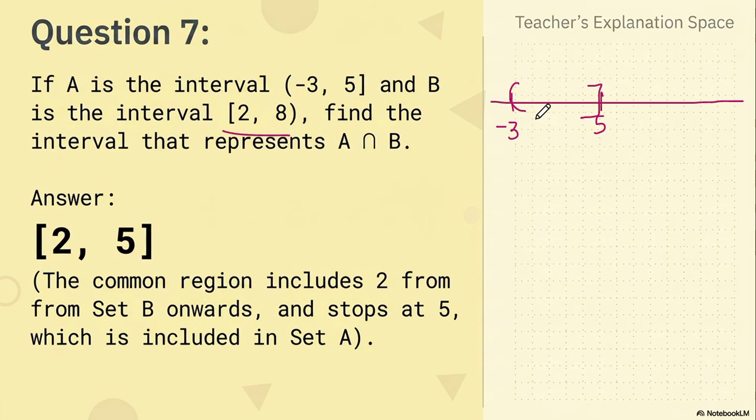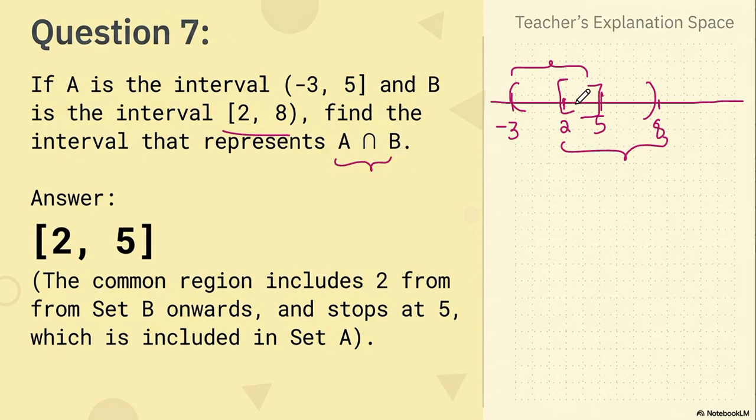So 2 will come between -3 and 5, correct? So let's say 2 is here and 8 is here. So 2 is closed and 8 is open. So the first interval is -3 to 5 and the second interval is 2 to 8. So we have to find A intersection B.